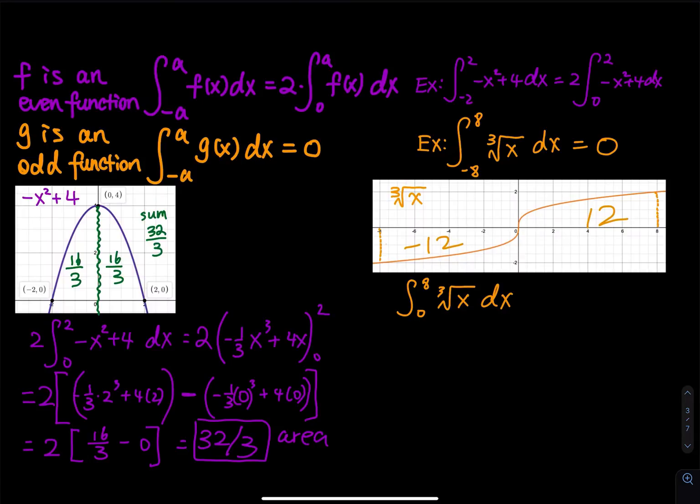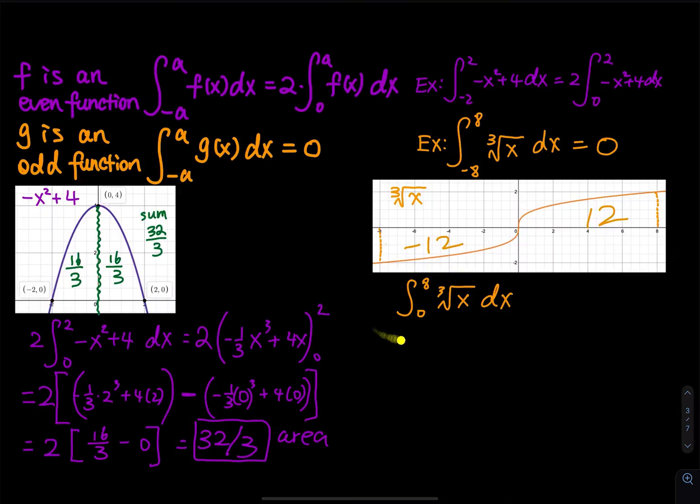From 0 to a, the area is equal to 12, but the other piece on the left, that region is below the horizontal axis, the x-axis. As a result, that area is negative 12. So you have a 12 plus a negative 12. That's why you get a 0. It looks like they just cancel each other, the positive and the negative.